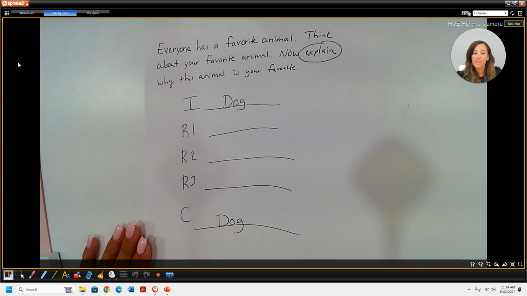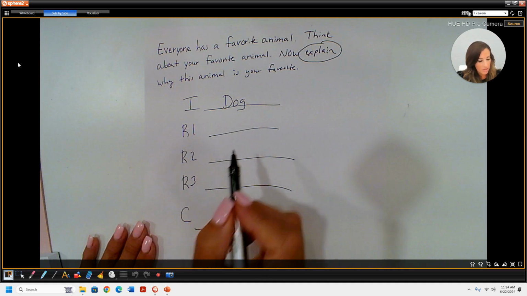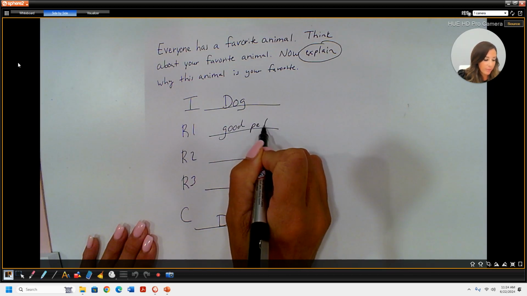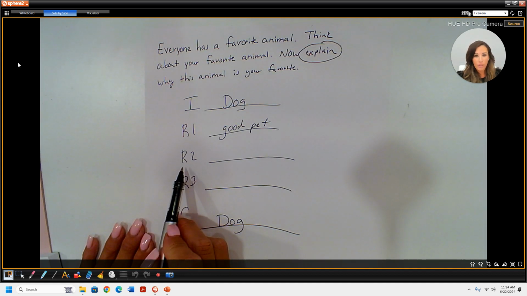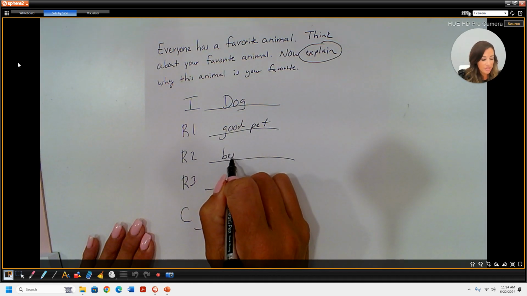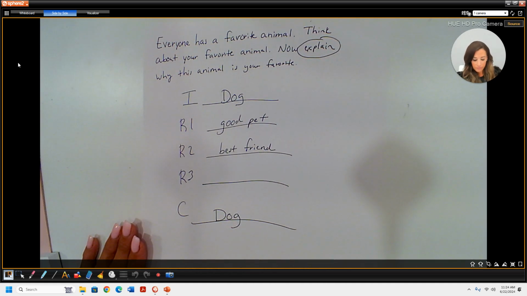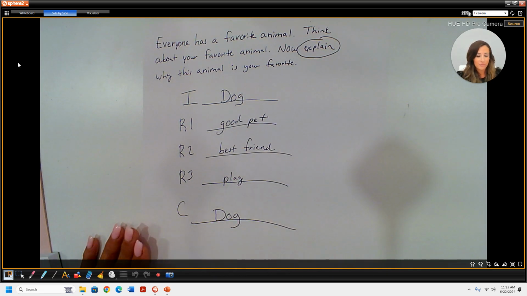Now I have to come up with my 3 reasons of why dogs are my favorite animal. Well, reason 1 I like dogs is because they're a good pet. They're just a great pet to have. They're friendly, always loving. My reason 2 I like dogs is because they can be your best friend. My reason 3 I like dogs is because they can play with you.